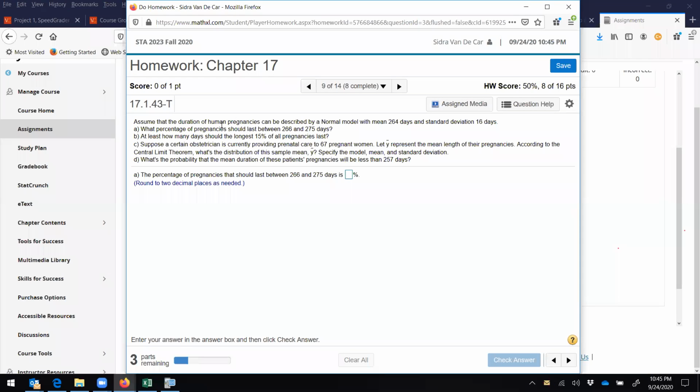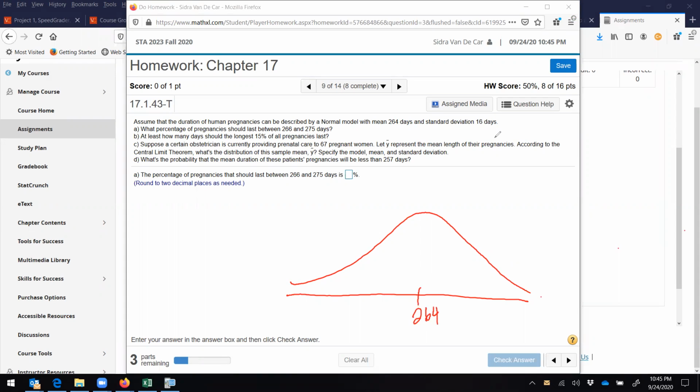All right, assume that the duration of human pregnancies can be described by a normal model with a mean of 264 days and a standard deviation of 16 days. What percentage of pregnancies should last between 266 and 275? All right, so here's what we're doing. If I've got a normal distribution centered at 264, and a standard deviation is 16.